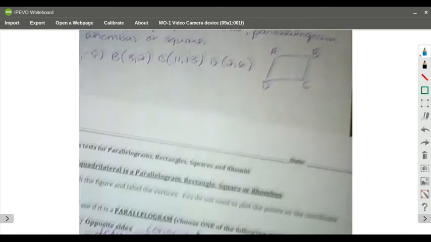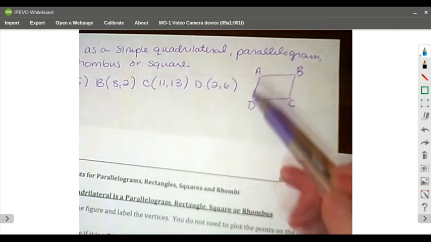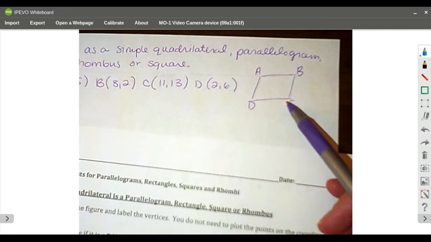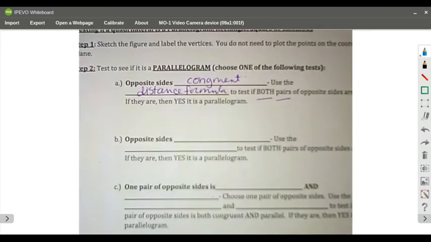I would have to plug in A and B. I'd plug in D and C. I'd plug in A and D. I'd plug in B and C. You would need all 4 sides. That's a lot of work. I don't want to do 4 distance formulas. So that's why I don't choose the first one, because it's more work.